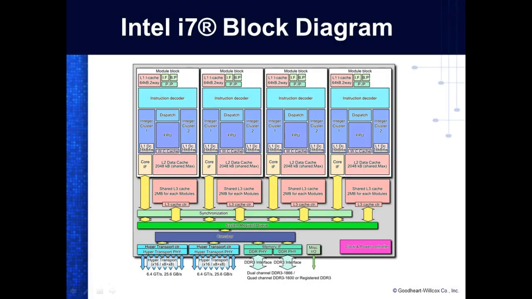So here's the block diagram of an i7 processor. So it's got how many cores? Each one of them's got their own L2 cache. Each one's got their own L3 cache. They share one of them, I can't remember. And then it's got these things we call buses.